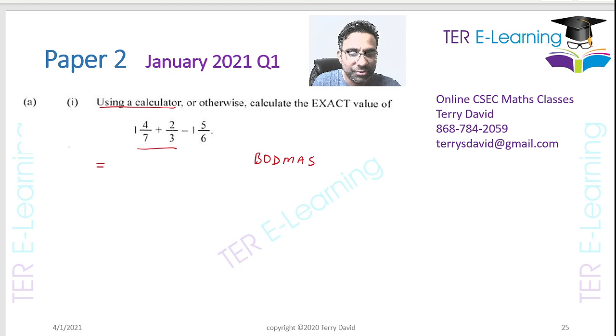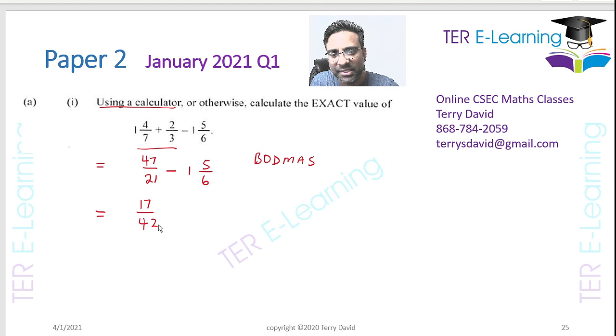So what I'm going to do here, I'm going to use a calculator that I typically use in my class. So 1 4/7 plus 2/3, and that's going to give me 47 over 21. So this here is 47 over 21 minus 1 5/6. Again, I'm going to use the calculator to work that out. And I'm going to get 17 over 42. So my answer here is 17 over 42.